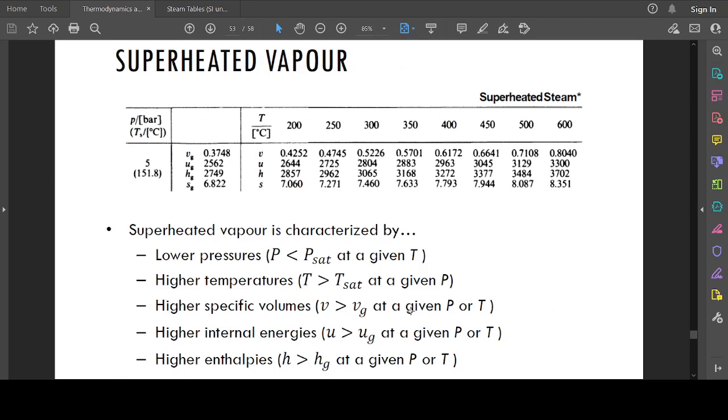So, the superheated vapor section of the steam table. This is characterized by lower pressures, higher temperatures, higher specific volumes, higher internal energies, and higher enthalpies. Okay. So comparing these properties against the properties of saturated steam, the superheated section will always present you with higher temperature, specific volume, internal energy, and enthalpies.